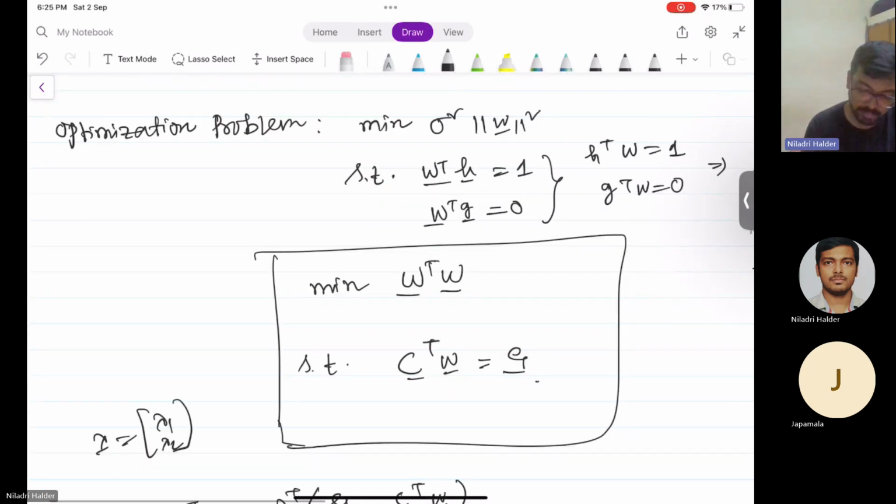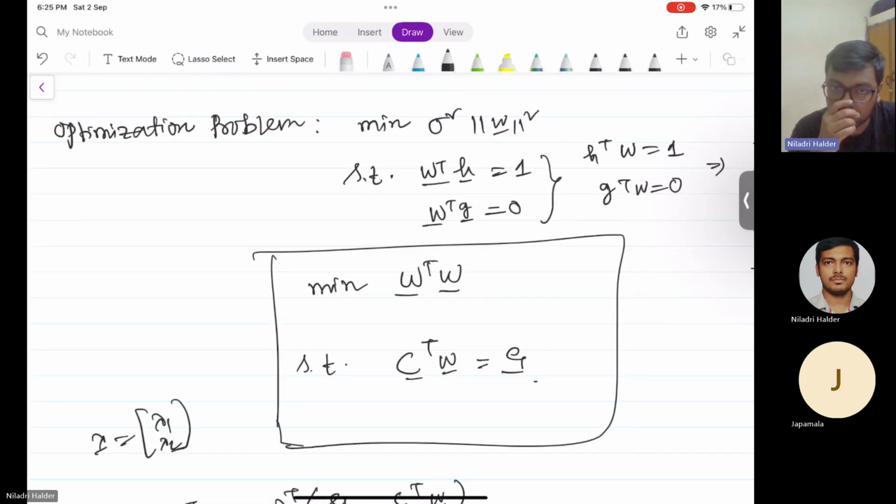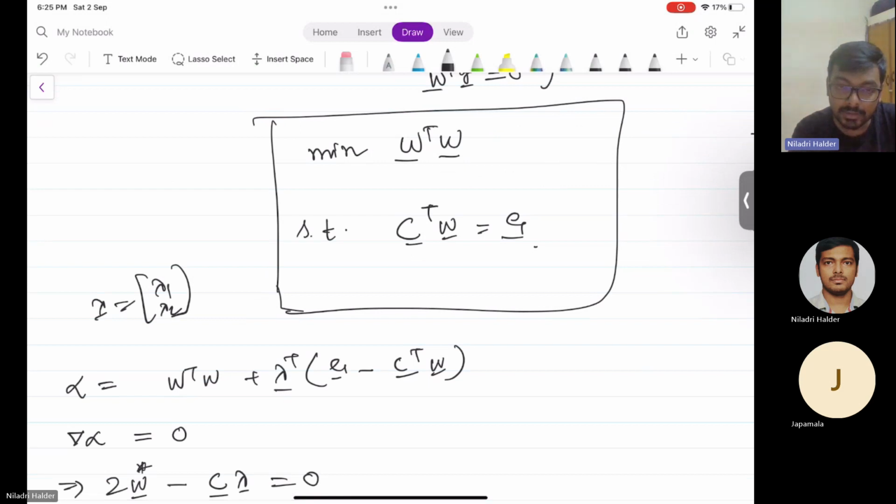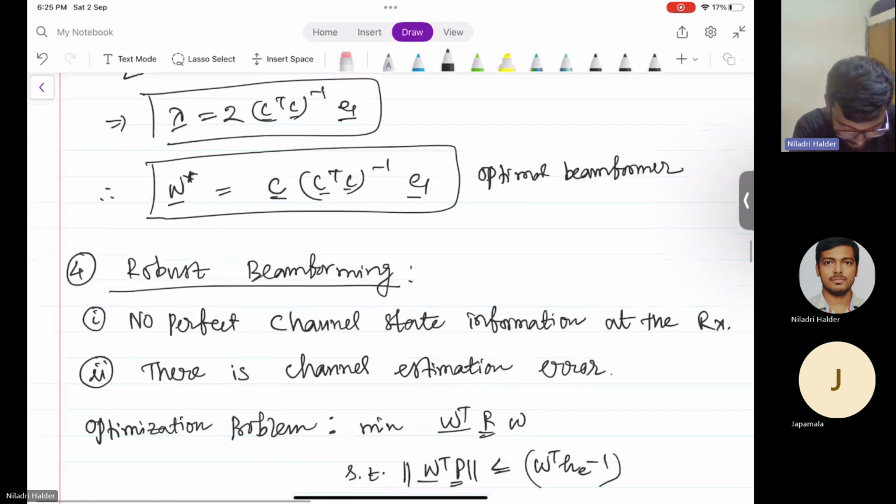We can merge these two constraints into one constraint using another C vector, and this is a vectorized Lagrangian. That means the Lagrange multiplier lambda is not a scalar here. Here it's a vector. So this is the optimal solution.